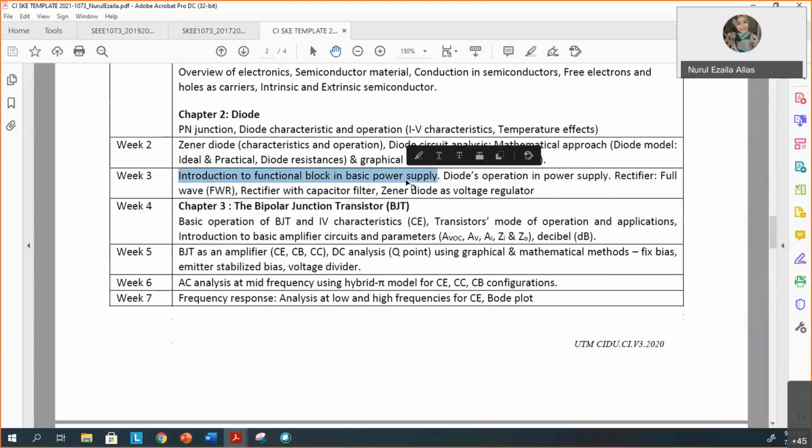So the questions will be on PN junction, and also DC load line analysis and the rectifier circuit, either bridge or center type. And then there is a question on Zener diode as voltage regulator.